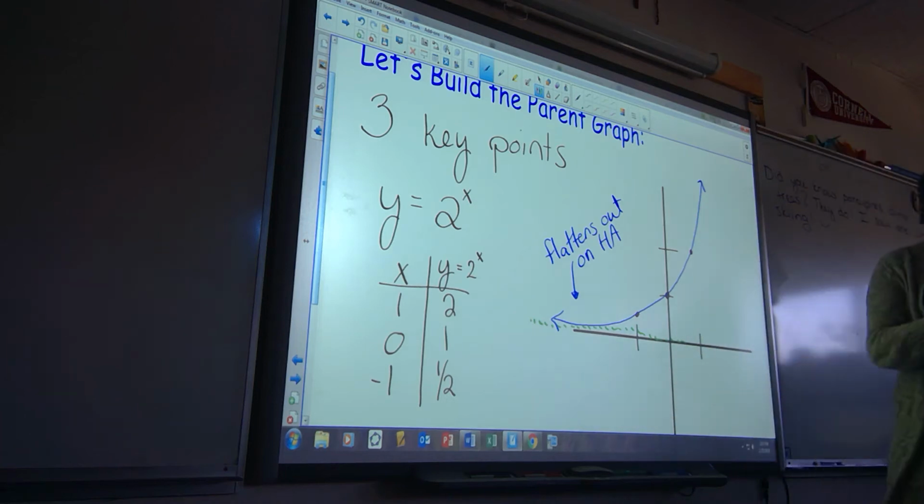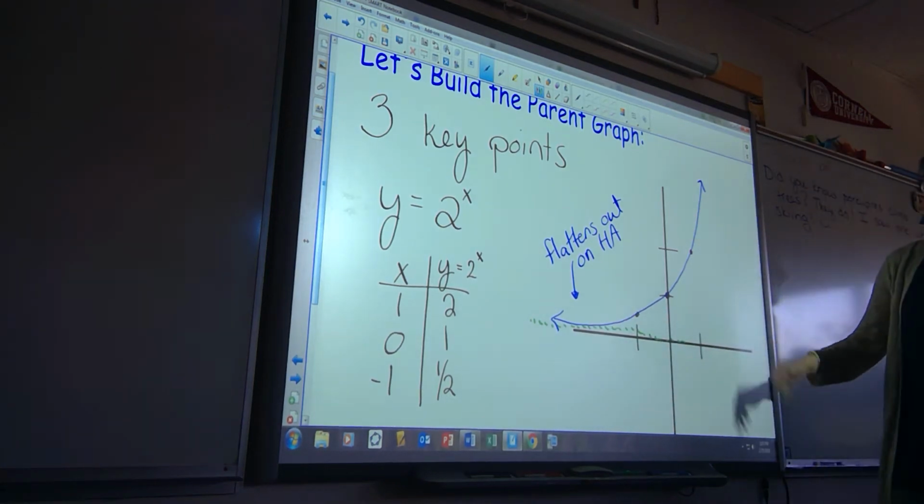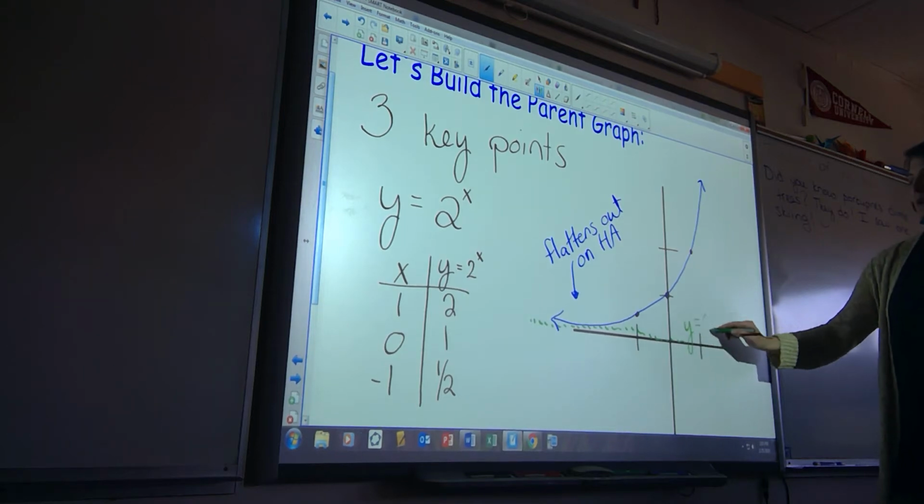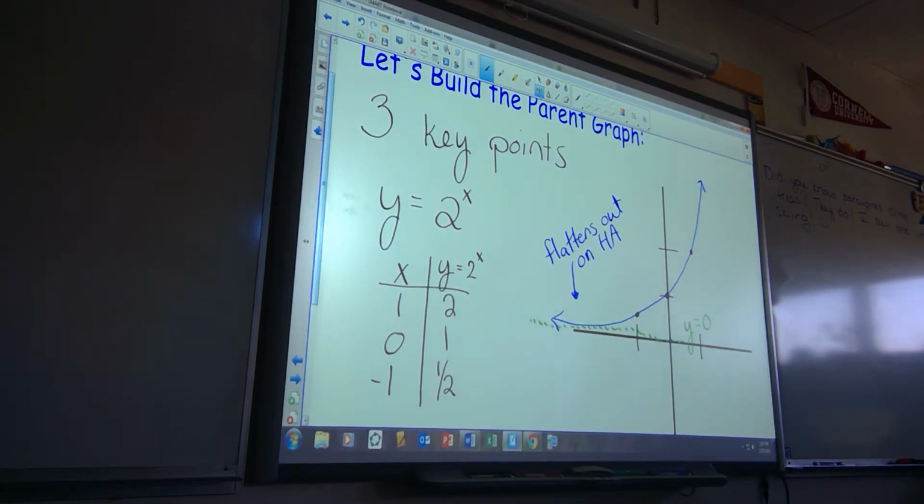So if you have a highlighter, you could just highlight it. You could do a little dashed line like this. And then sometimes we ask you to label it. So you would just say y equals 0.